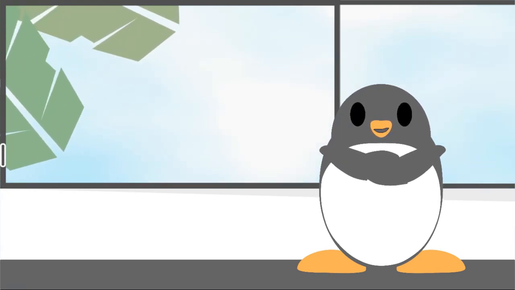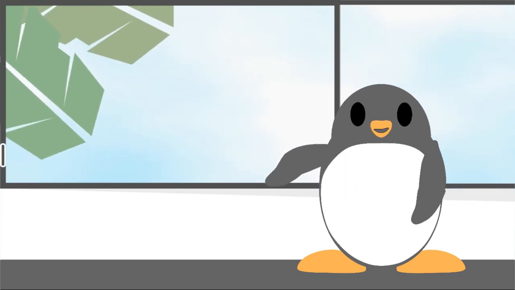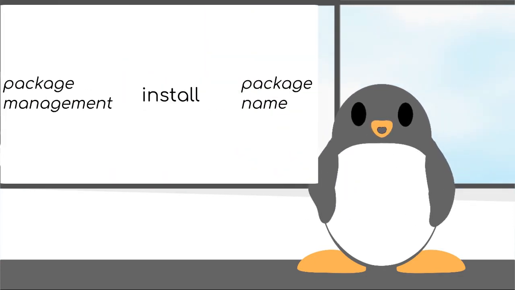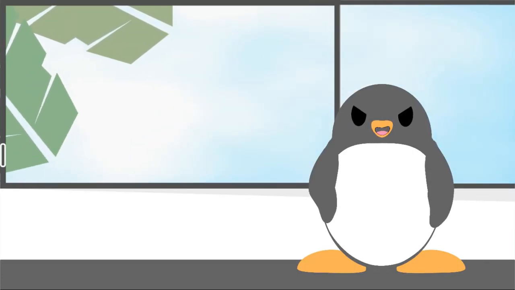All you have to do is research your distro package tool name and use that command template to install software on your Linux box. So there you have it, 2 ways to install software on Linux.